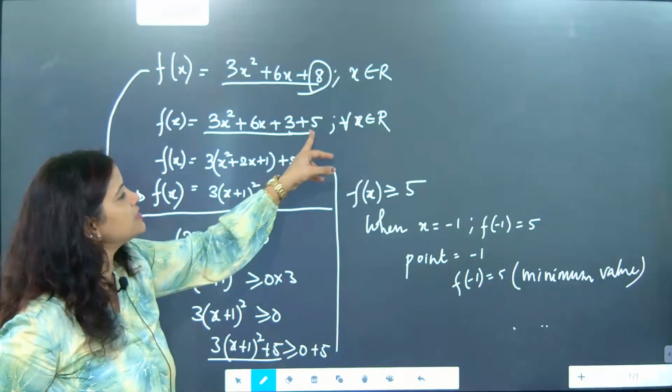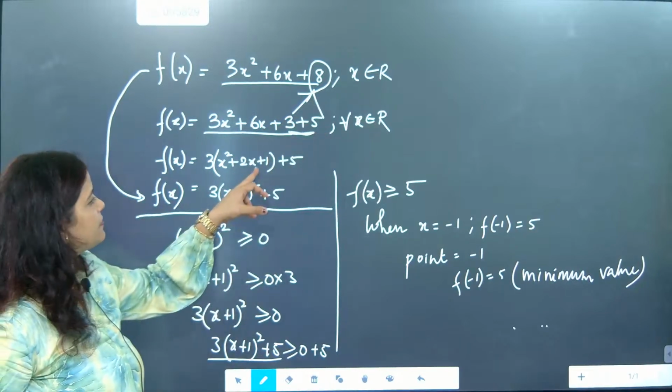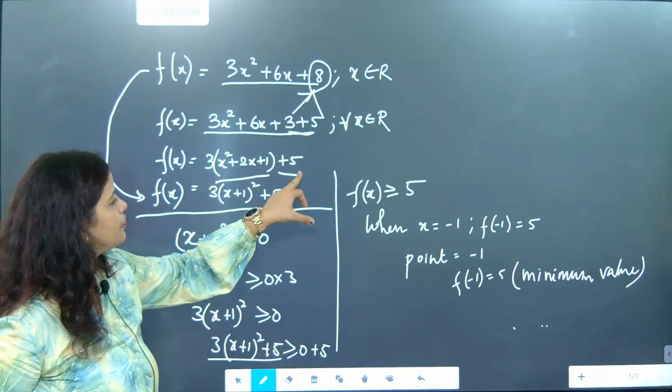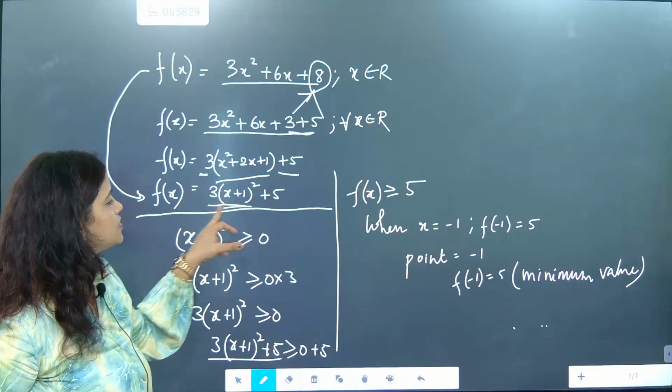8 got split as 3 and 5. I kept 3 inside and I left 5. Now, the moment I took out 3, what is coming? 3(x plus 1) whole square.